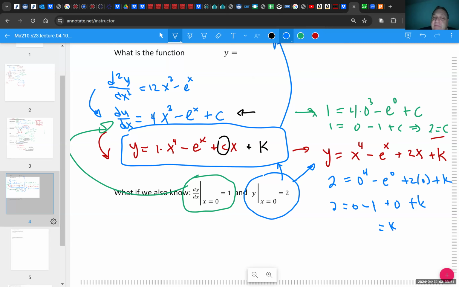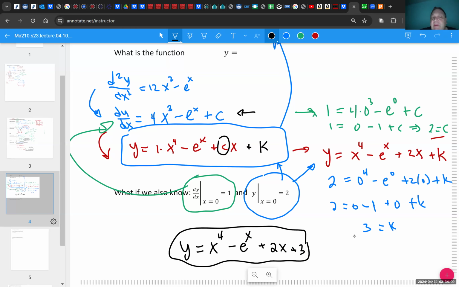And that gives me a k value of 3. And then I get my final answer. So my final answer is going to be y equals x to the fourth minus e to the x plus c times x, which is 2 times x, plus k, which is plus 3.